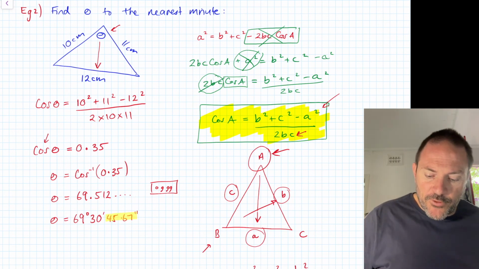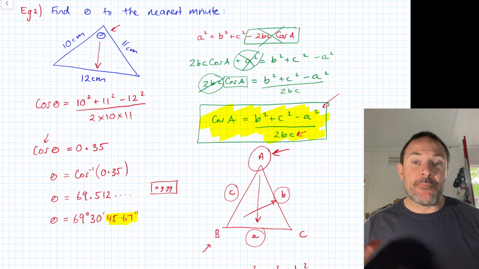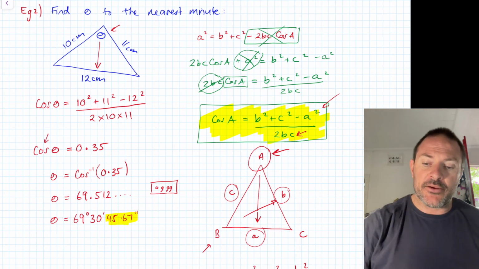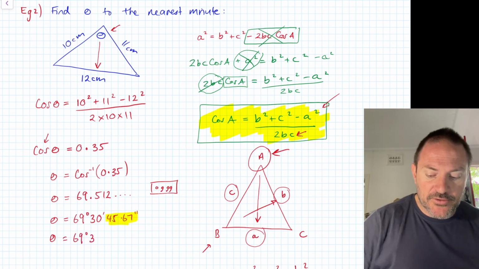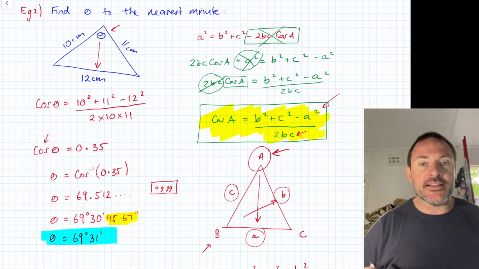Remembering that if we're rounding to the nearest minute, that's the one that determines. Now, this is above 30 seconds. Remember, it's a minute, right? So half a minute is 30. Because it's above 30 seconds, theta equals 69 degrees and 31 minutes, and that's my final answer.